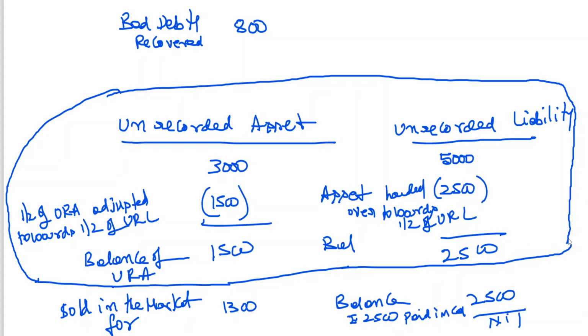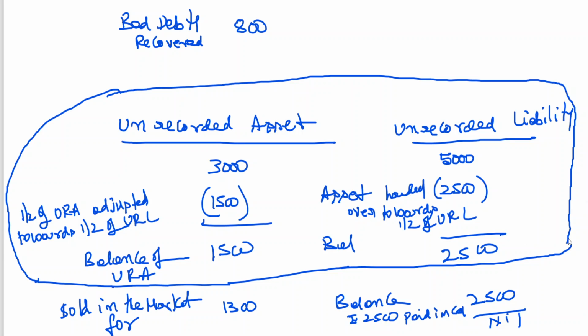Unrecorded asset has been realized in cash. Unrecorded liability paid in cash. Half of the amount that has been adjusted towards unrecorded liability, no need to write any entry, because we have simply been given that the unrecorded asset has not been recorded. Unrecorded asset means not recorded in the books. Unrecorded liability means not recorded in the books. Now the 1500 rupees has been handed over to adjust the unrecorded liability. So why should you write now? Finally, what is it that I need to do?